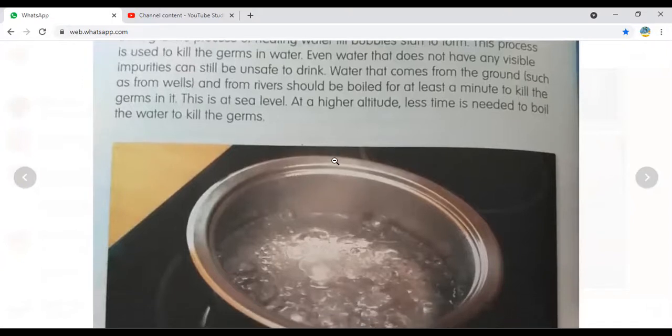This is at sea level. At a higher altitude, less time is needed to boil the water to kill the germs. I will show the diagram, then you can understand. Observe the picture I have drawn here, just a light situation. Here the water level will be there, this is called the earth, this is the sea. Okay, clear? The water is coming into the earth.